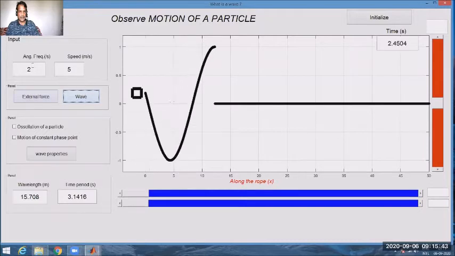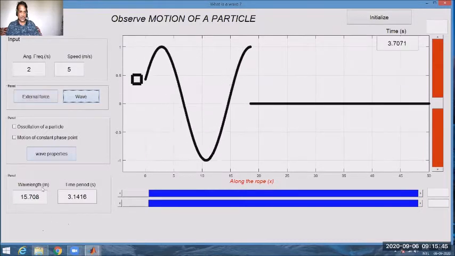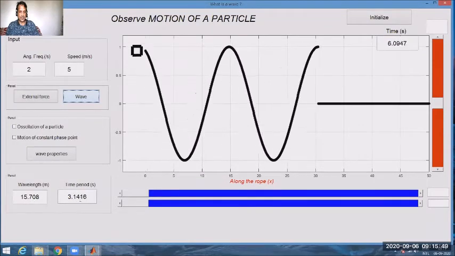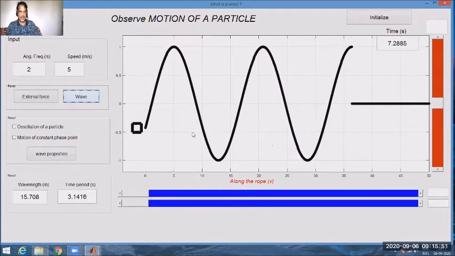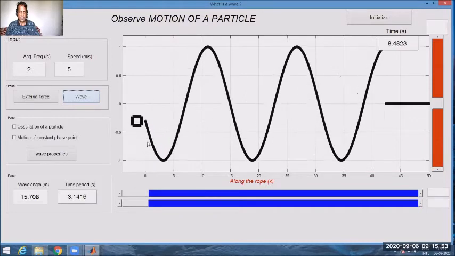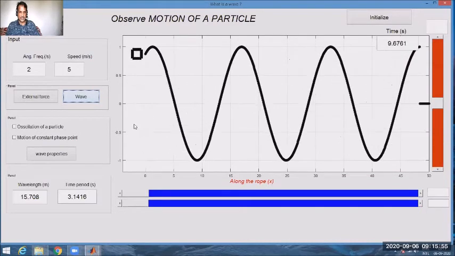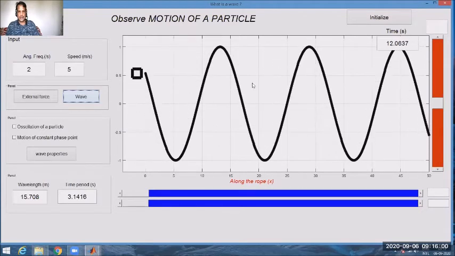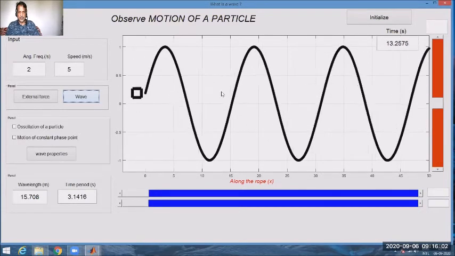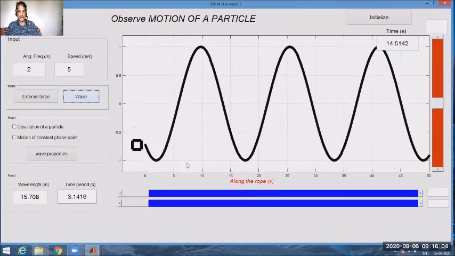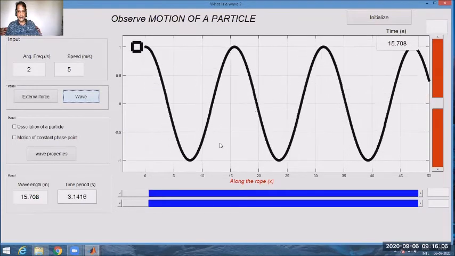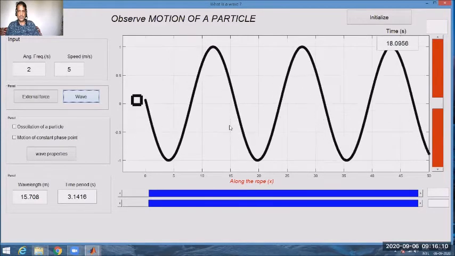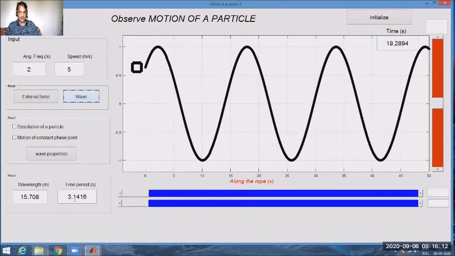So because other parameters depend on this, we have wavelength as 15.7 meters and time period as 3.14 seconds. Time period is the time taken by the external force to complete one oscillation. As we have seen in the earlier oscillation, the oscillation of each particle on the wave mimics the external force. Hence, time period can be considered as time taken by any particle on the wave to complete one oscillation. So let us see what is this 3.14.